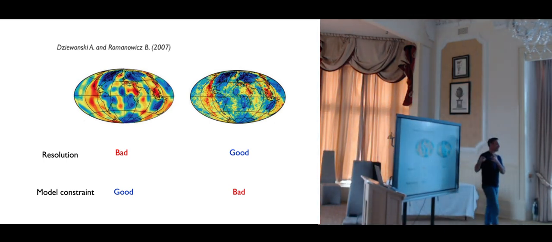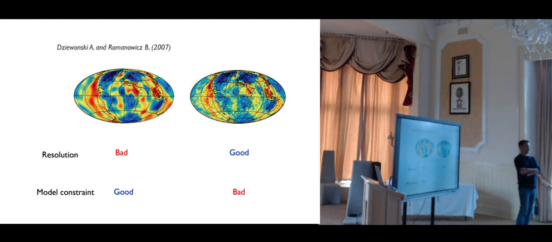But maybe here we don't know. Maybe we would be interpreting noise in the data. So that's a big problem. So this is an example where there is no real solution.